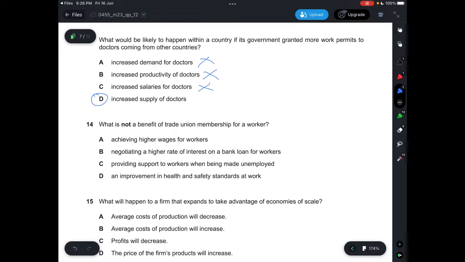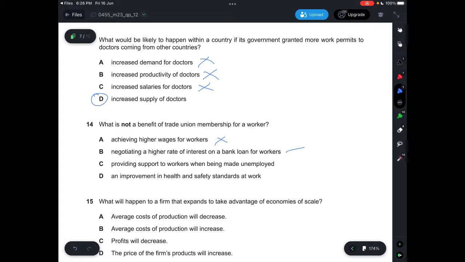Question 14, what is not a benefit of trade union membership for workers? Alright, so for question 14, for A, it says achieving higher wages for workers, which is a benefit, so it's not correct. B, it says negotiating a higher rate of interest on a bank loan for workers, which is not correct. Now, a trade union membership should be helping the workers to have a lower rate of interest. If you were to have a higher rate of interest for a bank loan, this means that the worker would have to pay a higher rate, would have to pay more interest.